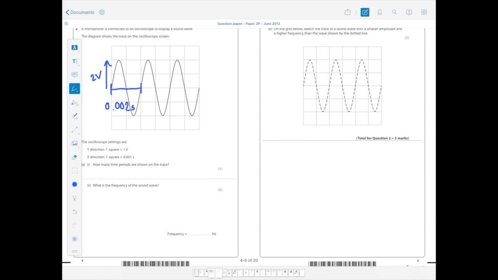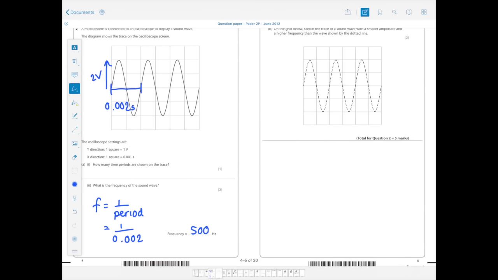So how many periods are shown on the trace? Remember, the period is the time for one wave, so that's a complete wave. There's the first wave, and you can see that repeats 3 times, which is why the answer here is 3. And what is the frequency of the sound wave? Frequency is given by f, which is 1 over the time period. So we simply do 1 divided by 0.002, which gives us a value of 500, and they've already given us the units, which is hertz.